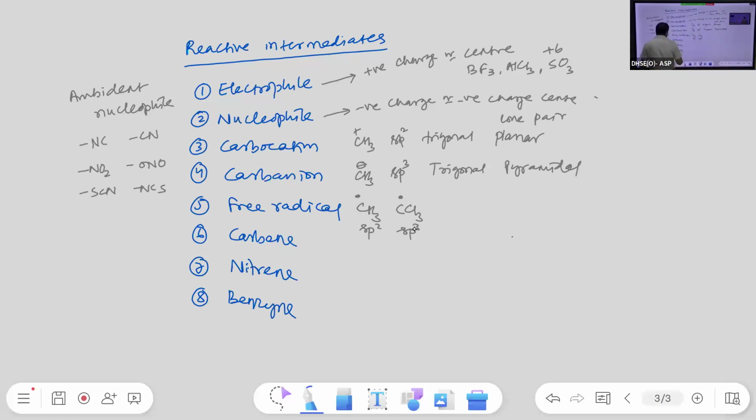Now we will discuss carbon. Nitrene. So nitrene is this. And this is benzene. We will discuss carbon in the next slide. Okay, written, quickly note it down. Then we'll move to discuss the carbon. Today we will revise GOC, then after that we will move to the next topic.